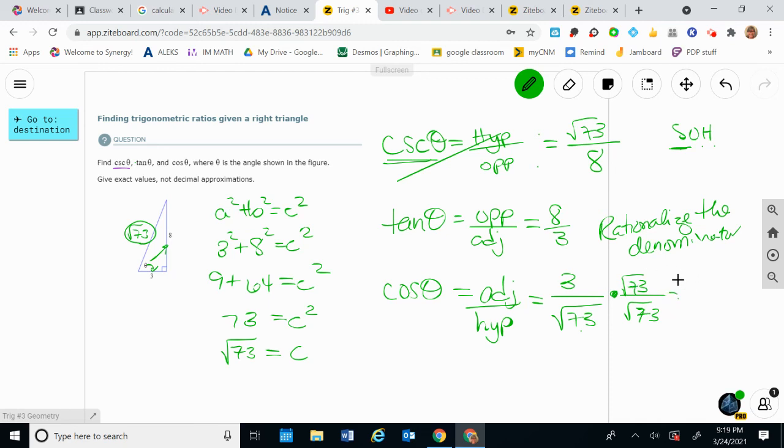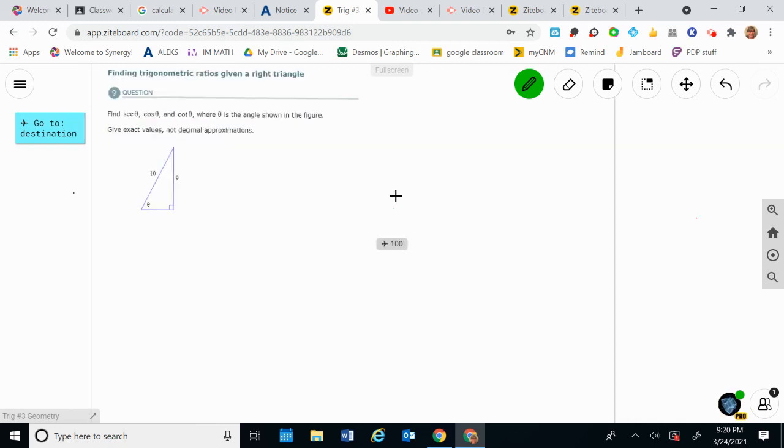So you get 3 times the square root of 73 over square root of 73 times the square root of 73 is 73. Please don't multiply those and then take the square root again. Some people were doing this yesterday, and I think this might help some of you. 73 times 73 is 73 squared. And then these two things undo each other, and you get 73. Okay. All right, let's try the next one.